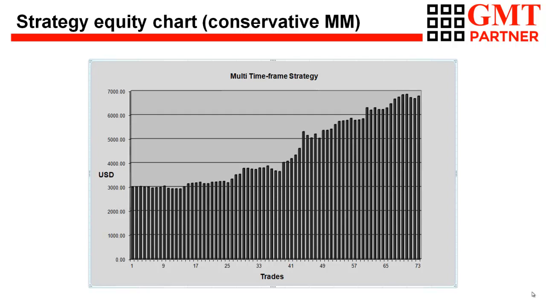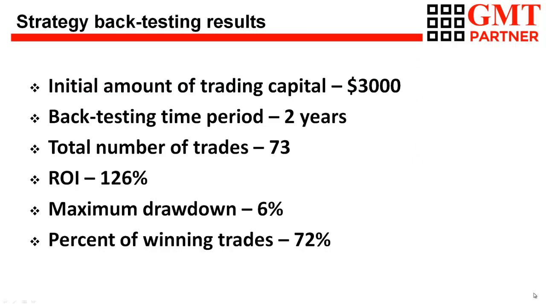If we talk about specific figures, the key performance indicators of the multi-timeframe trading strategy are as follows. The total return of trading operations had reached 126%. The maximum drawdown had not exceeded 6%. The share of winning trades in the series had reached 72%. Now I would like to say a few words about the aggressive method of money management.